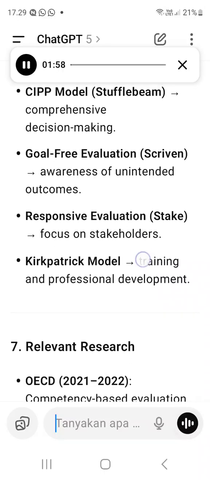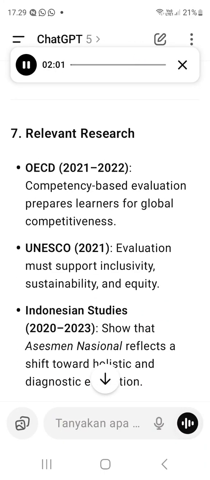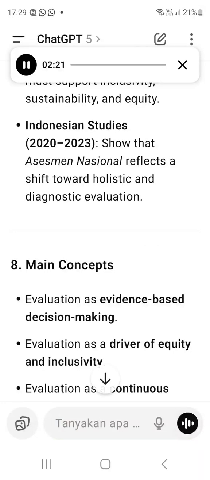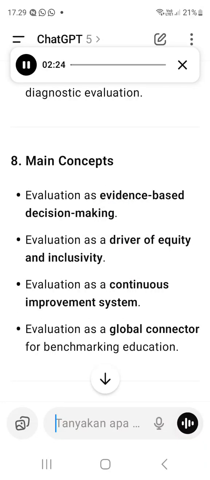Relevant research. OECD 2021 to 2022, competency-based evaluation prepares learners for global competitiveness. UNESCO 2021, evaluation must support inclusivity, sustainability, and equity. Indonesian studies 2020 to 2023 show that Asesmen Nasional reflects a shift toward holistic and diagnostic evaluation. Main concepts. Evaluation as evidence-based decision-making. Evaluation as a driver of equity and inclusivity. Evaluation as a continuous improvement system. Evaluation as a global connector for benchmarking education.